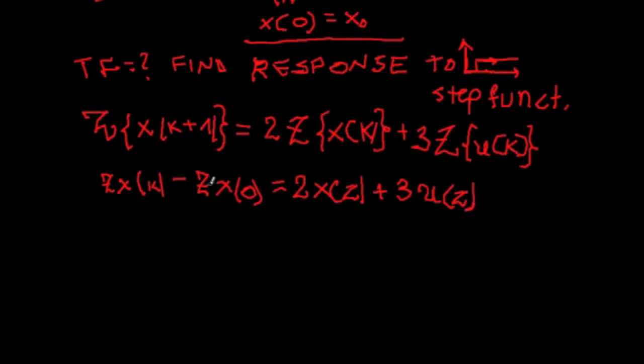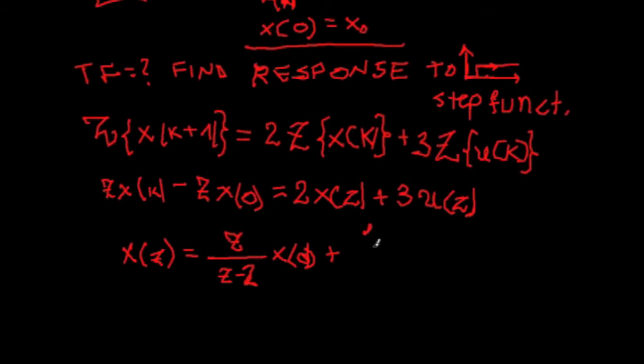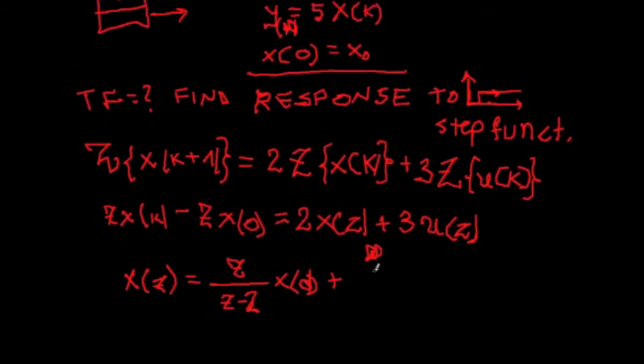After we shift this to the left side and place this on the right side, we can find the expression that says X of z is z divided by z minus 2 multiplied by x of 0 plus 3 divided by z minus 2 times U of z.